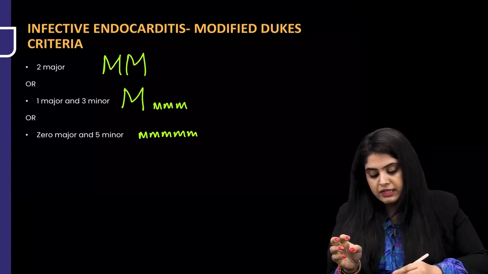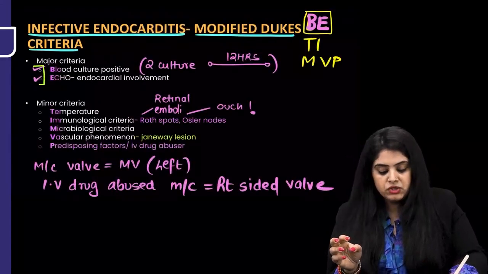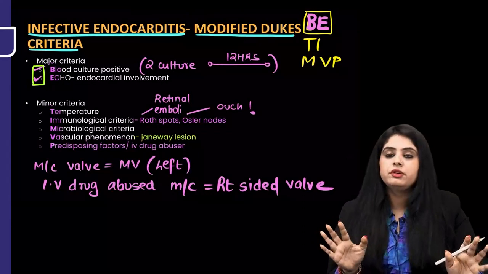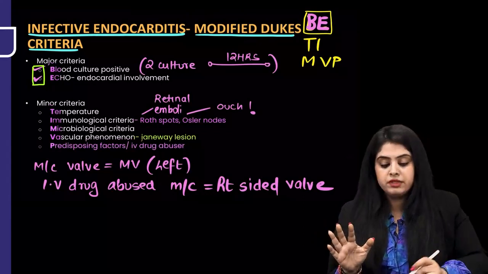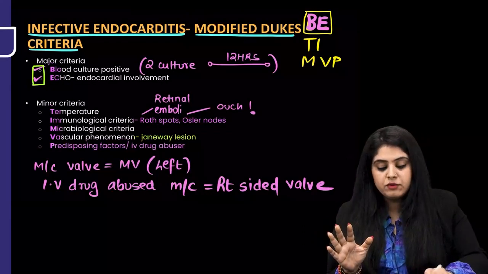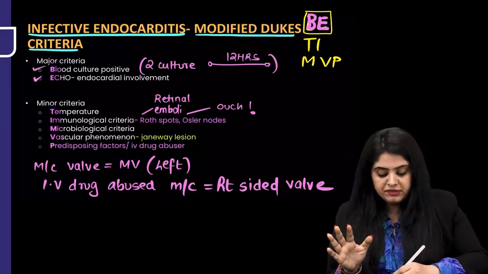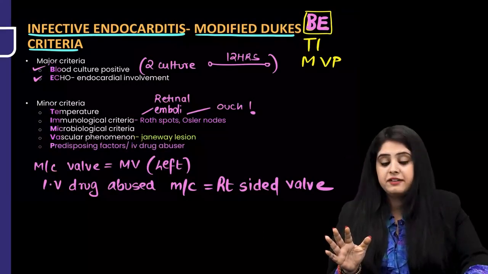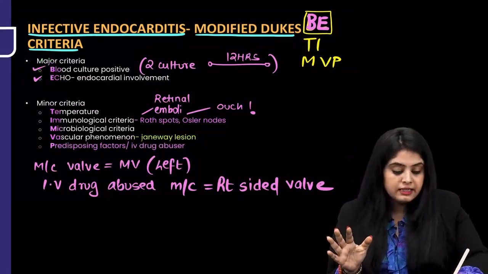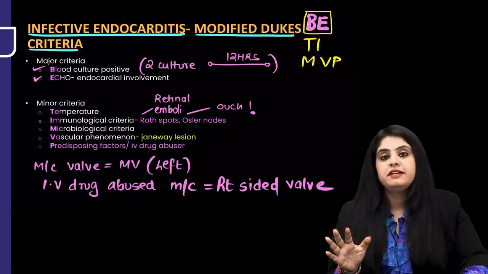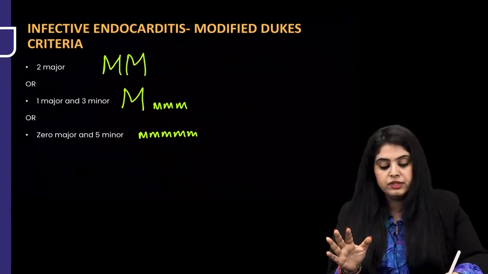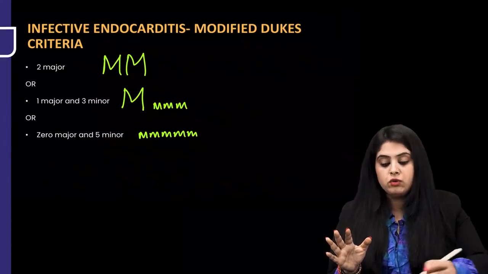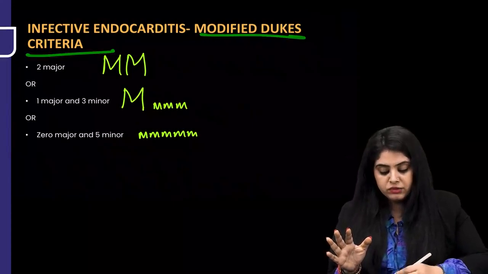I'll go back over here. Either you have these 2 major criteria and you are like, okay, I'm sorted. Dono major criteria hai, I'm sorted. If you have only one of these major criteria, then you'll have to compensate it with at least 3 of these minor criteria. And if you have no major criteria, then you will have to pick up all the 5 minor criteria. That is how you do the diagnosis of infective endocarditis, modified Duke's criteria.